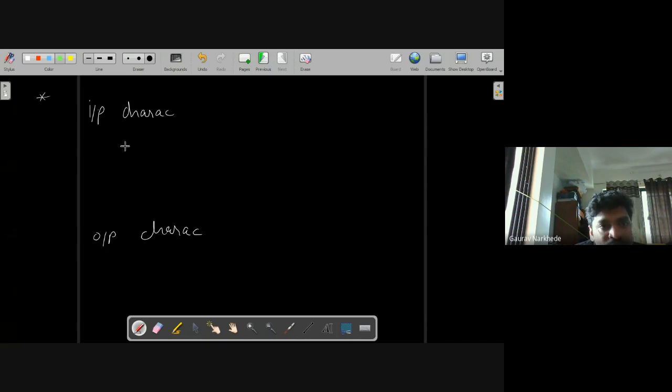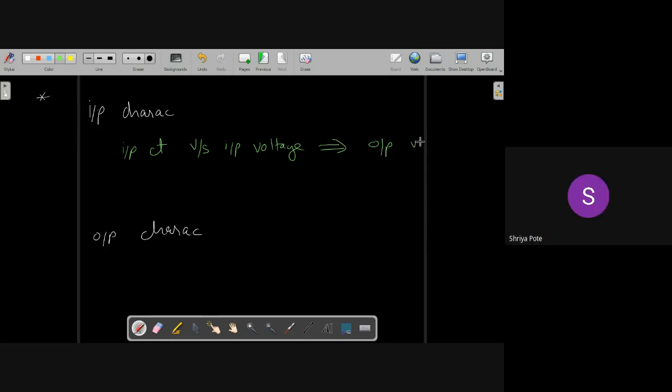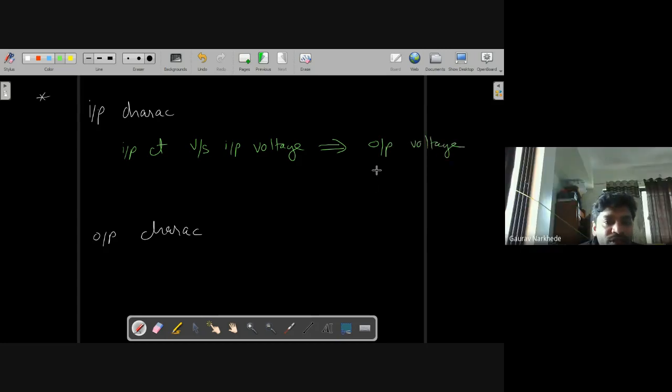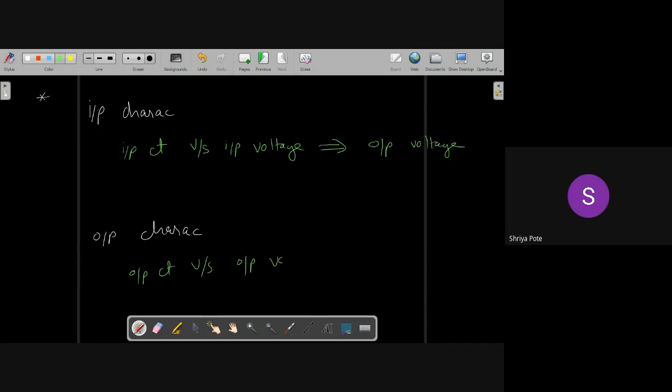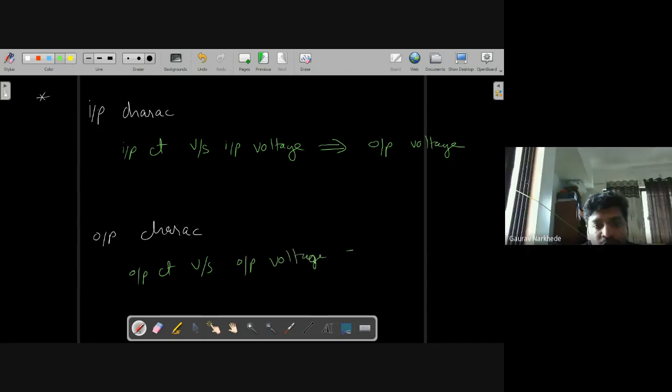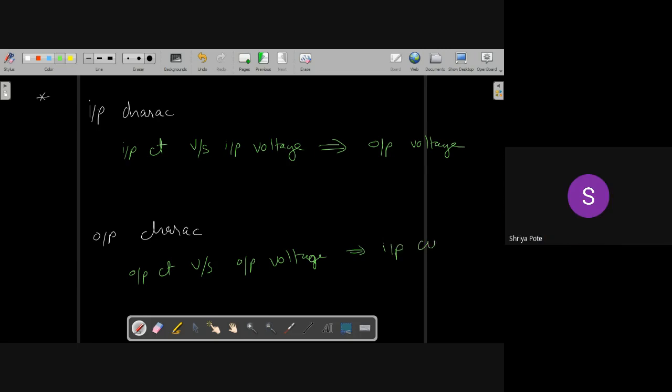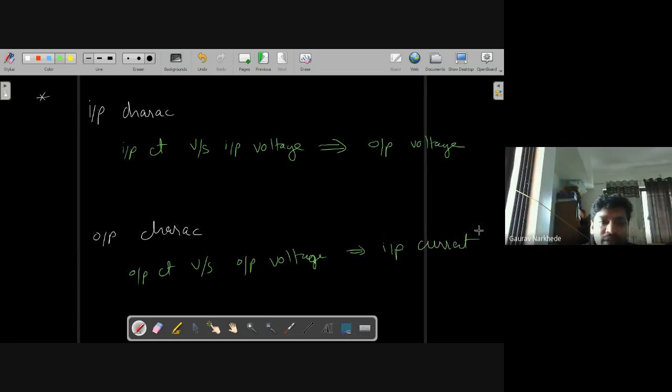Now, what are input characteristics? Input characteristics is a graph of input current versus input voltage. What is constant? Output voltage is constant. Similarly, output characteristics is a graph of output current versus output voltage. What is constant? Input current is constant. So I have given these two general statements, correct?